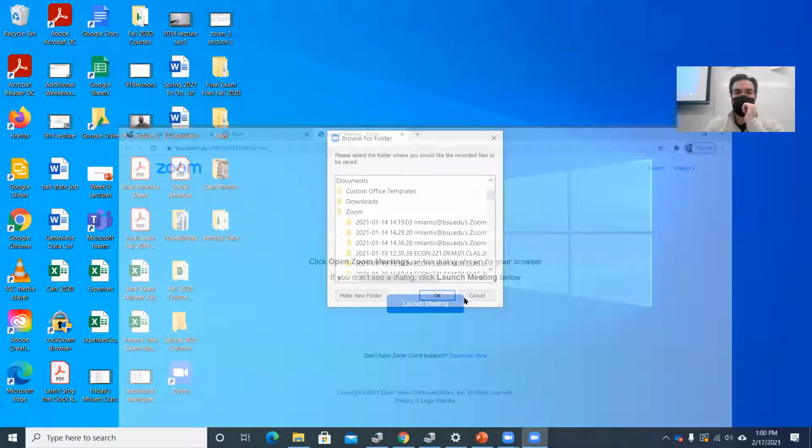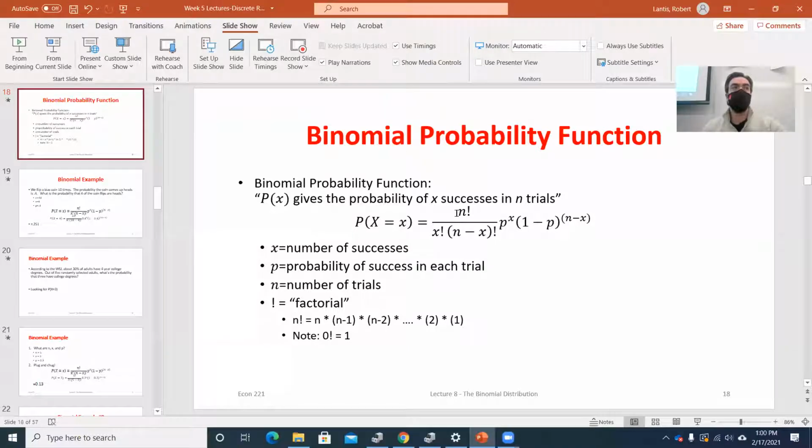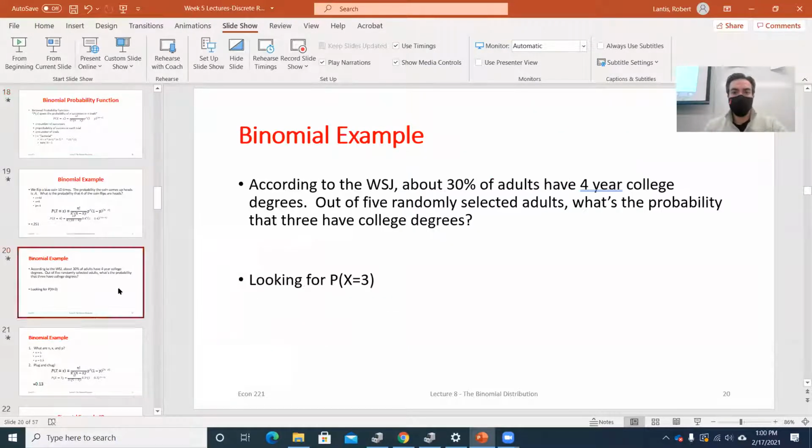Okay. So we left off talking about the binomial distribution. Let's go. All right, so we had this equation, and we kind of worked through a couple examples.